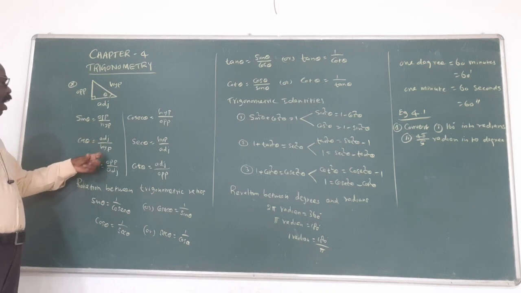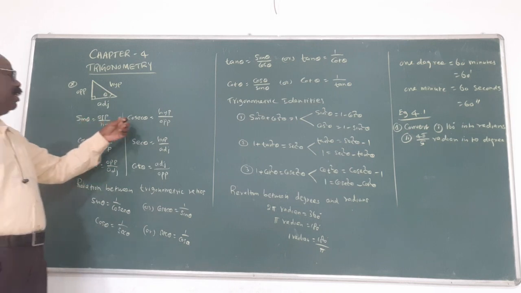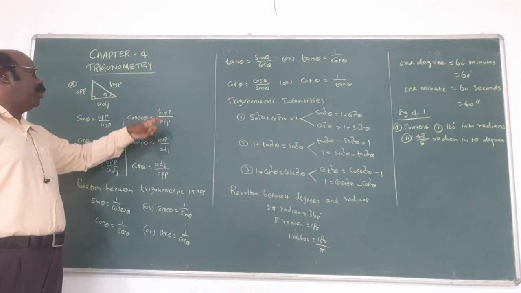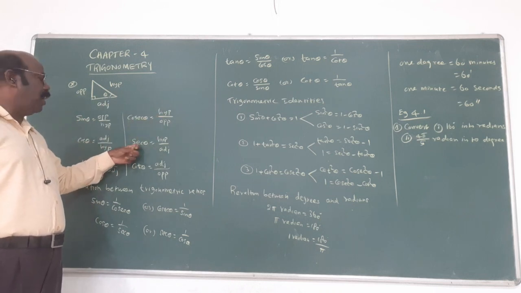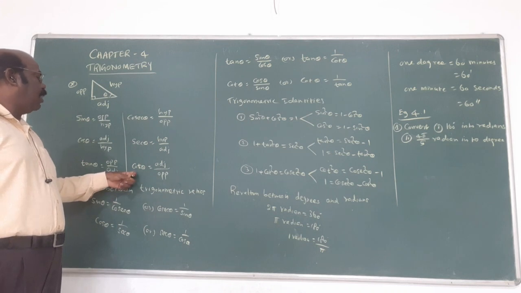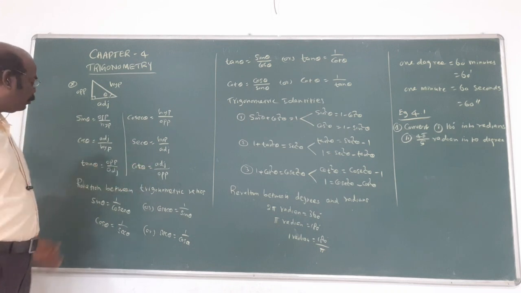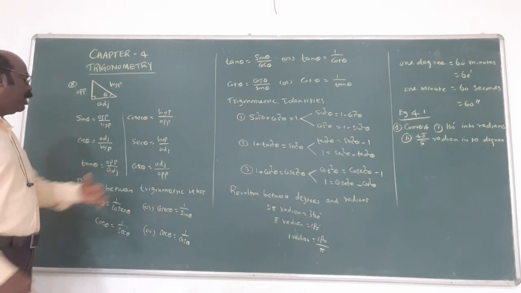Tan theta is opposite by adjacent. Similarly, cosecant theta is hypotenuse by opposite. Secant theta is hypotenuse by adjacent. Cot theta is adjacent by opposite. Now, the relation between trigonometric ratios.